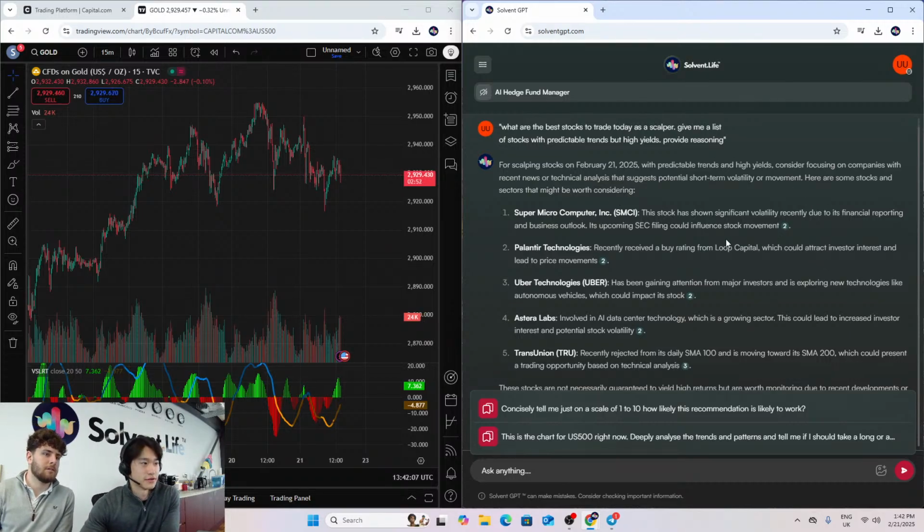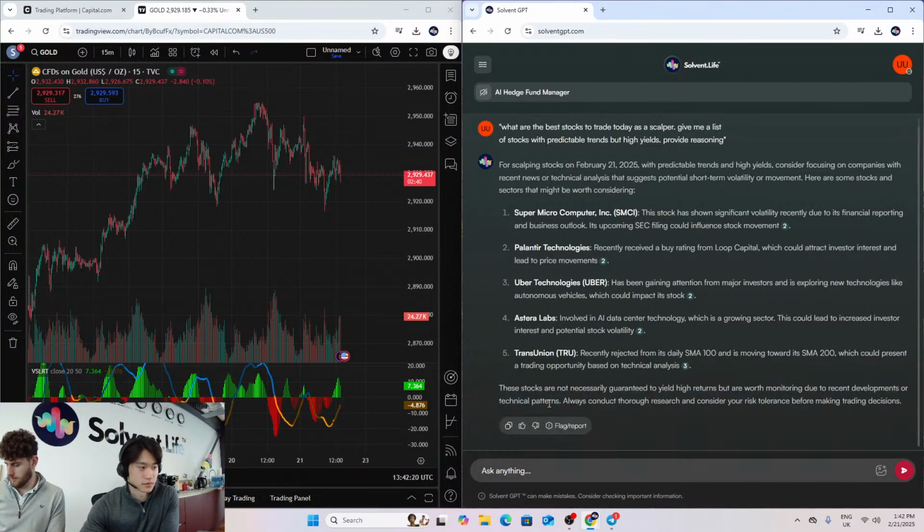Okay, so we have SMCI. This is one that we saw yesterday. We've got Palantir Technologies, we've got Uber, Stera Labs, and TransUnion. They're not necessarily guaranteed to yield high returns, but are worth monitoring.